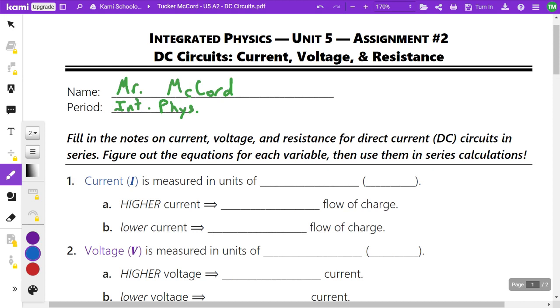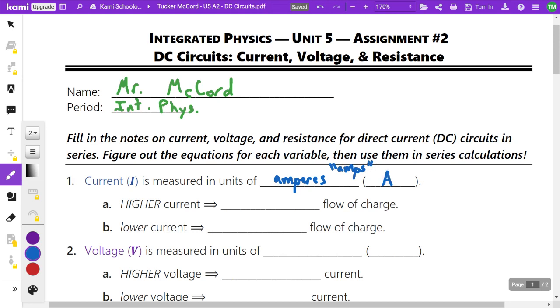kind of like how we can use a capital F for force, a lowercase m for mass, and a lowercase a for acceleration. Current is measured in units of amperes, which is the name of a dead guy who did a lot with electricity, his last name. This is a lot of times shortened to amps, A-M-P-S, or if you want it even shorter, the symbol for the unit is a capital A.